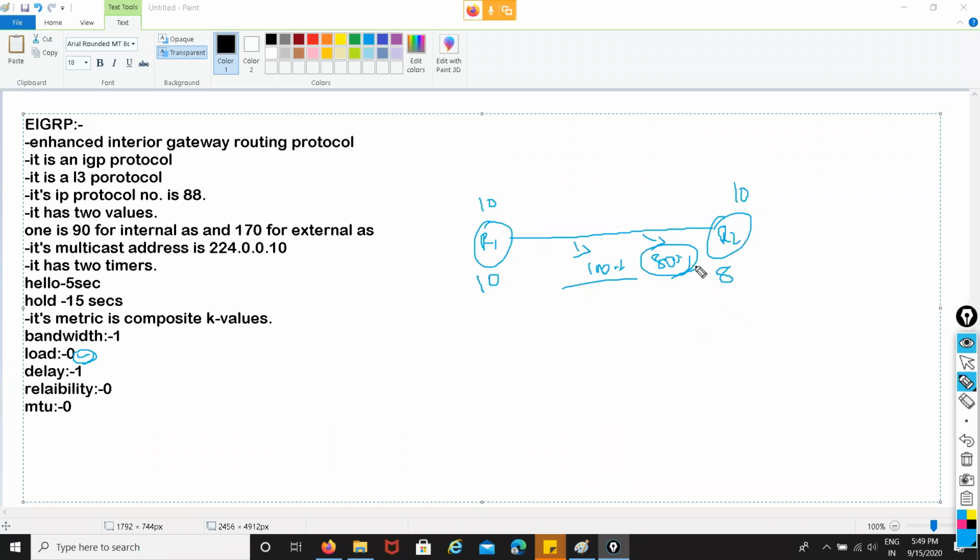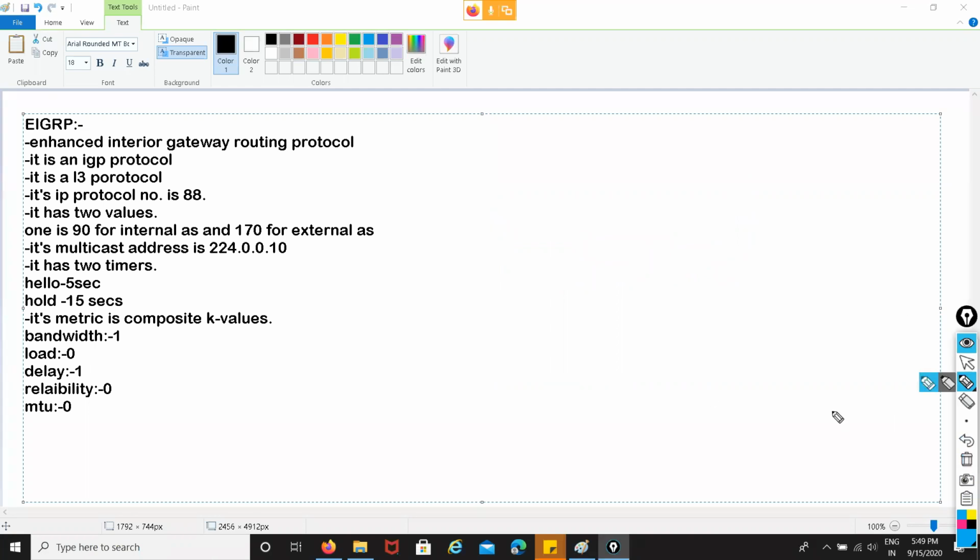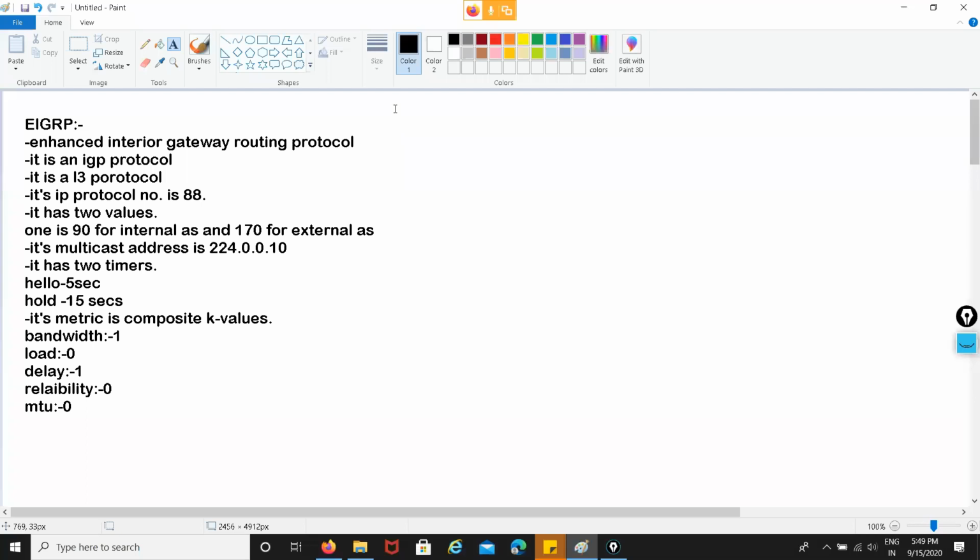And the last thing is about MTU. Actually, MTU isn't followed for its metric calculation, but due to the cost model, MTU is included. But in the real field, EIGRP never uses the MTU to calculate its best path. Apart from that, in EIGRP, it also has some packets.